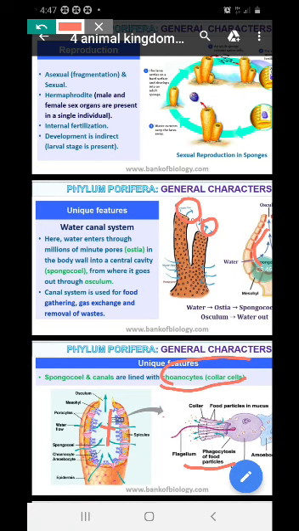Clear? But this canal system, the circulatory system or canal system, is used for food gathering, gas exchange, as well as removal of waste from their bodies. Clear, children?